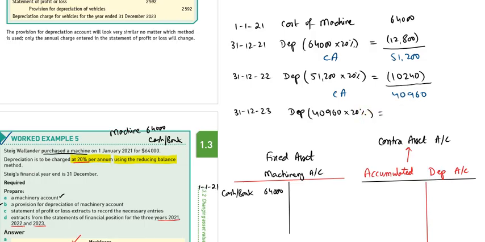So here is the depreciation expense, 8,192, and here is the carrying amount at the third year. So what's the value? 32,768. So this is the whole calculation which we have done. Okay, so now transform this calculation to the accounts.